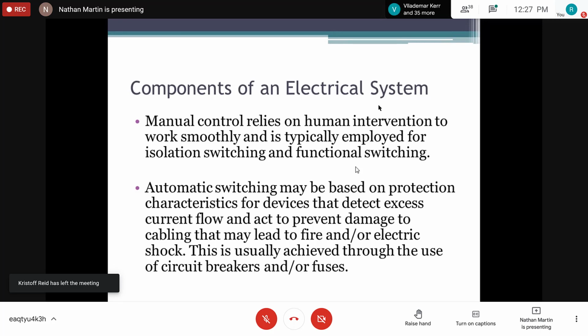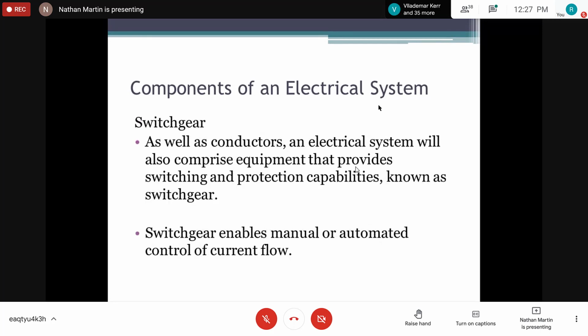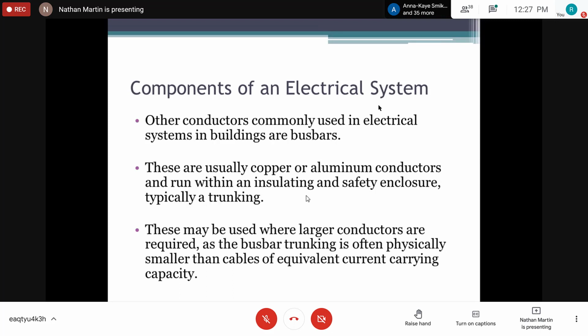Excuse me, sir. I'm not clear on the bus bar. Is it pole mounted or is it located in a building? Repeat. The bus bar, is it pole mounted or is it in the building? So we're talking about in the building. Remember, we're talking about this in the building now and the switch gear.